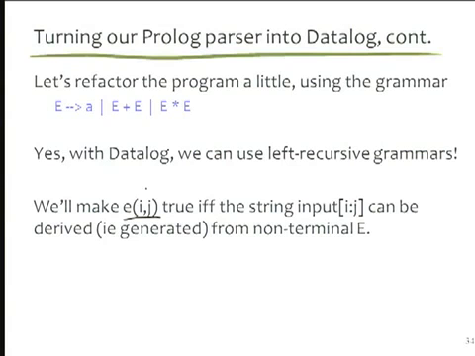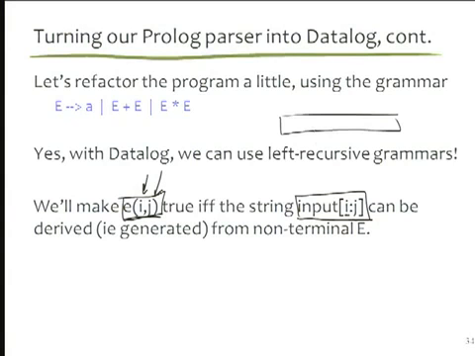Predicate E will compute two indices. And they will be such that Eij is true if this segment of the input from the I symbol to the J symbol can be derived from E. So if I have here an input, and here is I, and here is J, if this here is A plus A, then Eij is true. Why? Because the segment of the input between I and J is derivable from E.